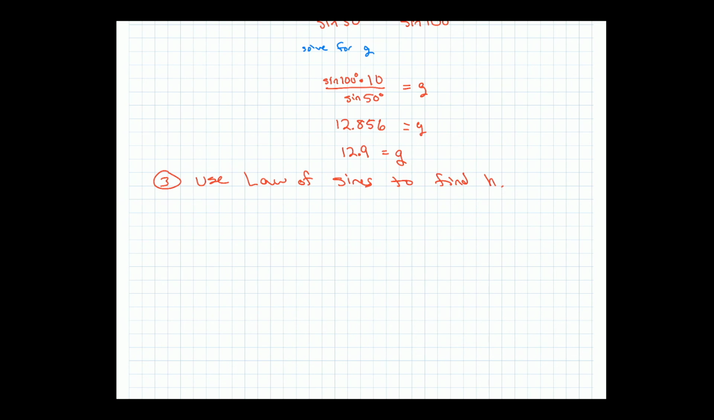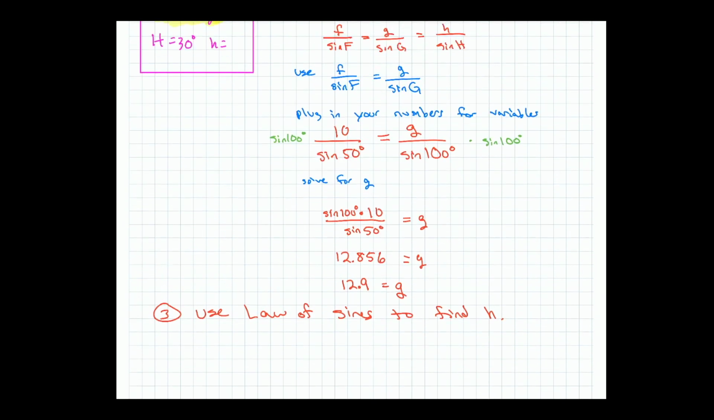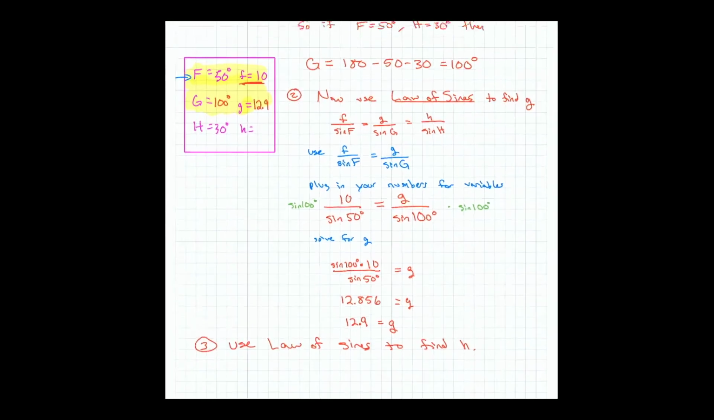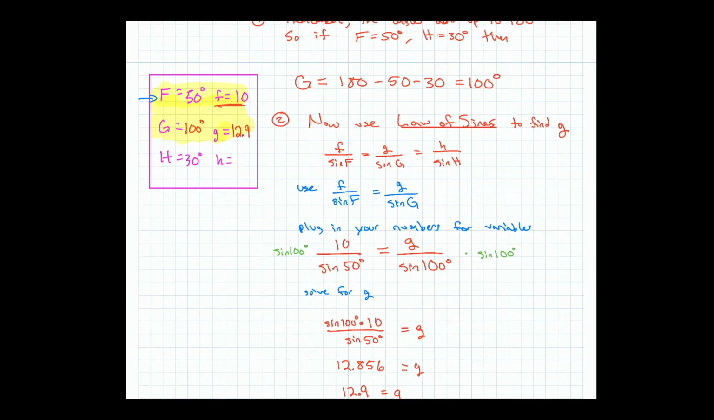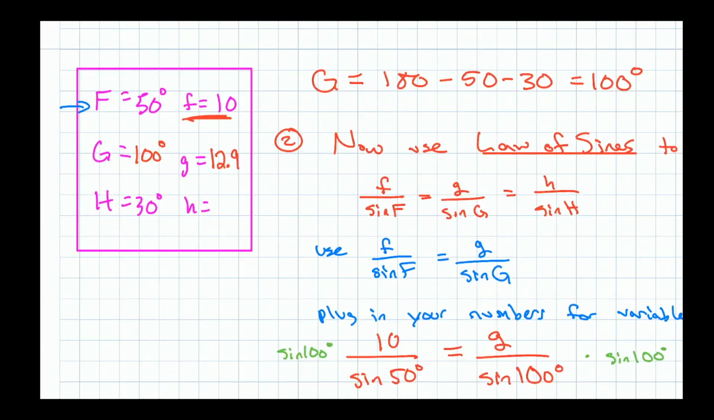To find h, use the law of sines. Now you need to use two of these again. Technically, if we're trying to find h, we obviously need to use h. For the other variable, we could use either f or g. We could use g, but the problem with using g is this.